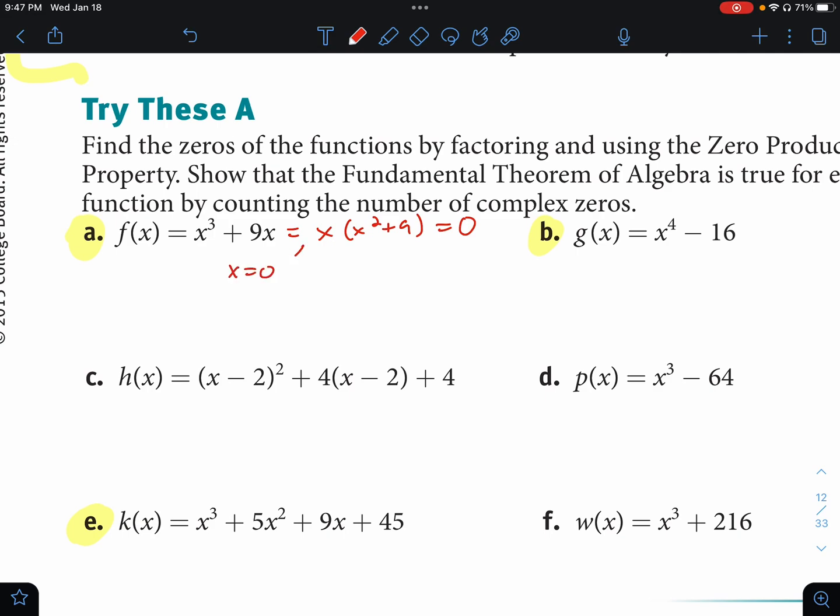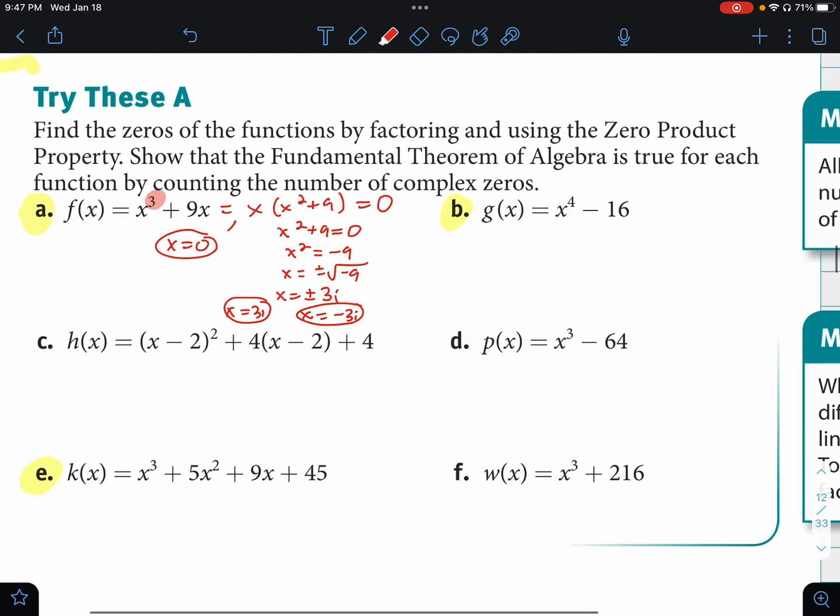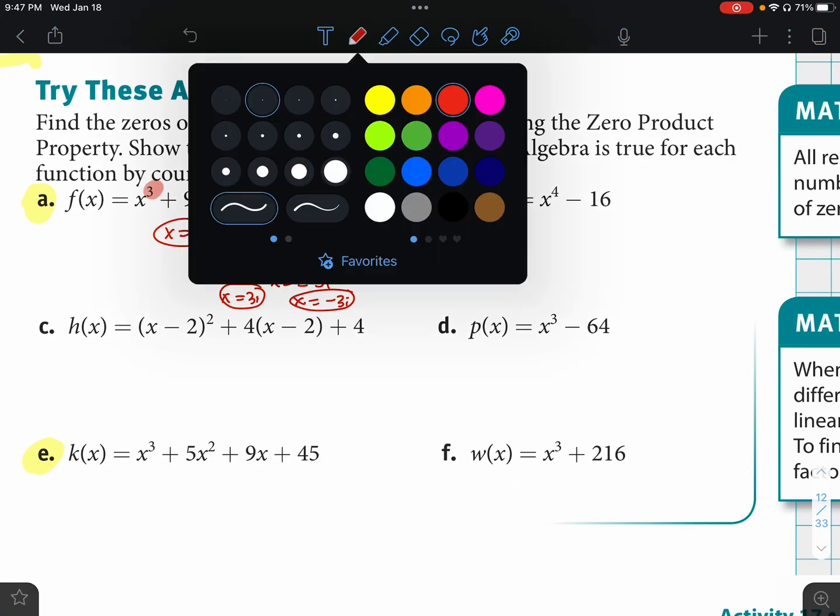So x equals 0 is my first solution. x squared plus 9 equals 0. I have a little bit more work to do there. x squared equals negative 9. x equals the plus or minus square root of negative 9. So I get x equals plus or minus 3i. So if I write that separately, positive 3i is an answer, and negative 3i is an answer. And I have 3 answers for my degree 3 problem. We're going to see similar way things play out here in each of our problems.